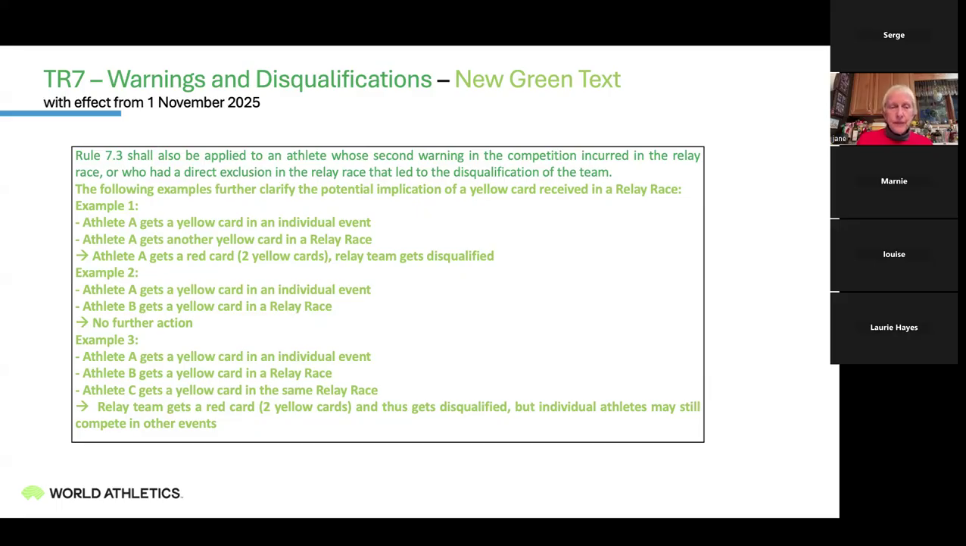Example three. Athlete A gets a yellow card in an individual event. Athlete B gets a yellow card in a relay race. Athlete C gets a yellow card in the same relay race. What is the result? The relay team gets a red card, as a result of two yellows, and is thus disqualified, but the individual athletes may still continue to compete in other events.